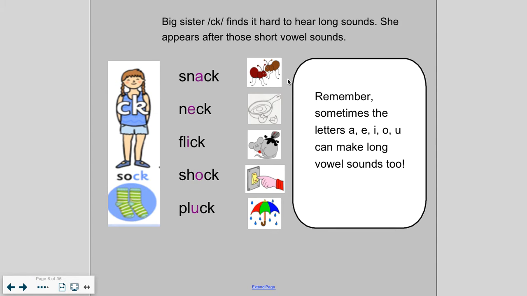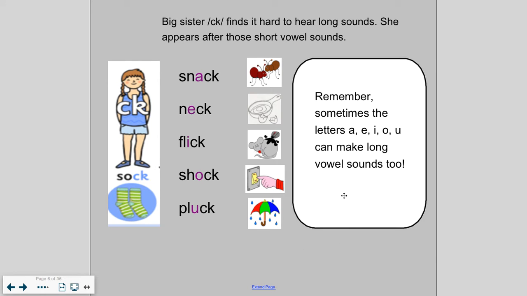Those short vowel sounds, we've seen these before when we were using our spelling rules, and I've popped the pictures on the screen to help you. If we hear an A, I, O, or U before the k phoneme, we are probably going to be using big sister, the CK digraph, like in the words snack, neck, flick, shock, and pluck.